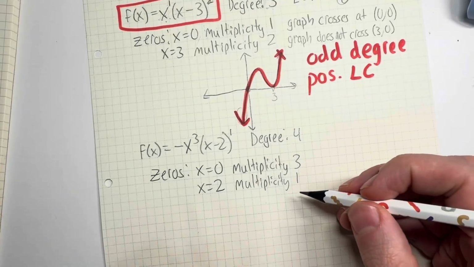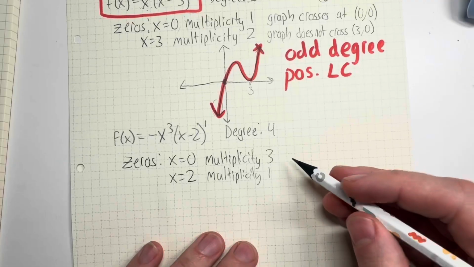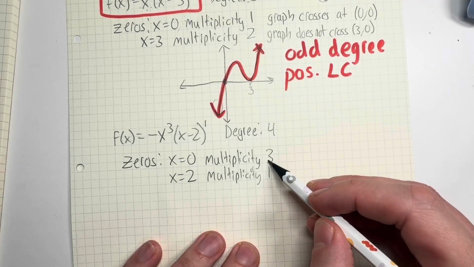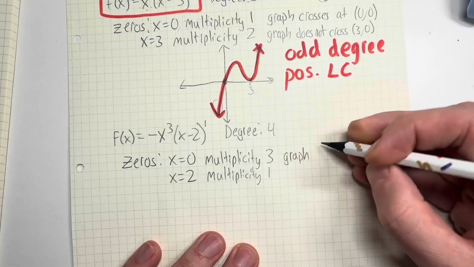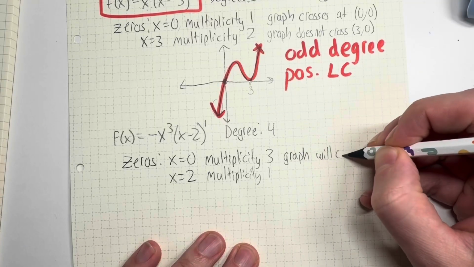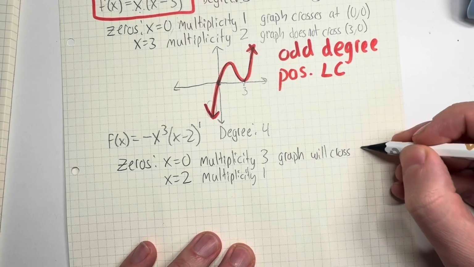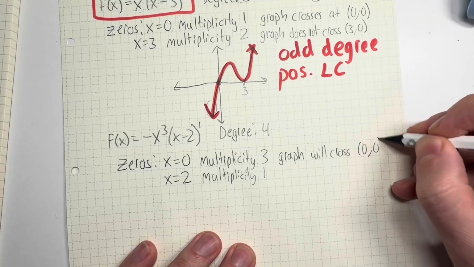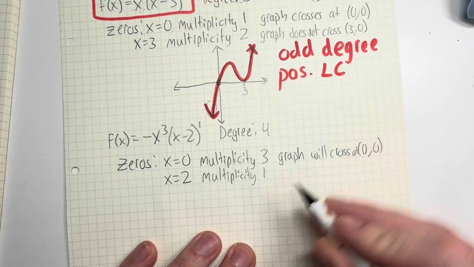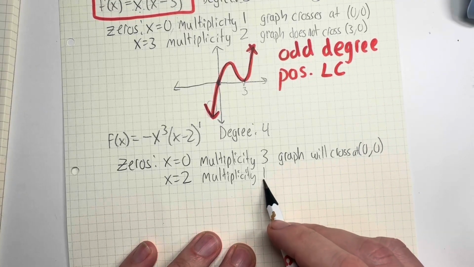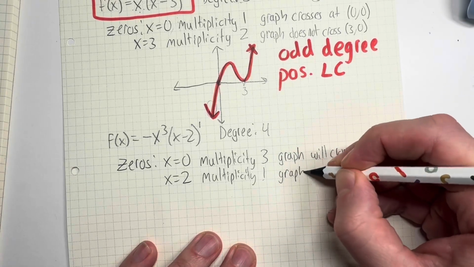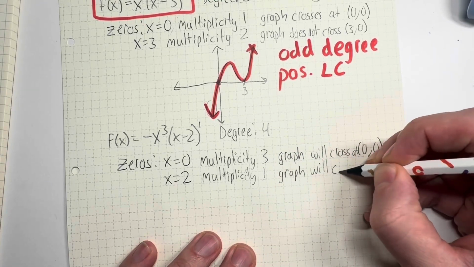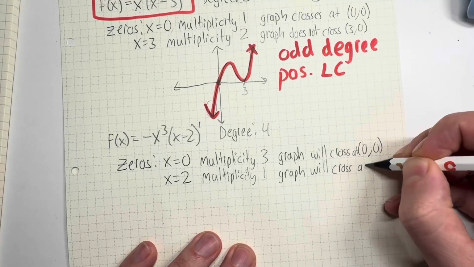So, let's see, what's the graph going to do? Multiplicity 3 is odd. So the graph will cross at the x-intercept of 0, 0. And because this is also odd, the graph will cross at 2, 0.